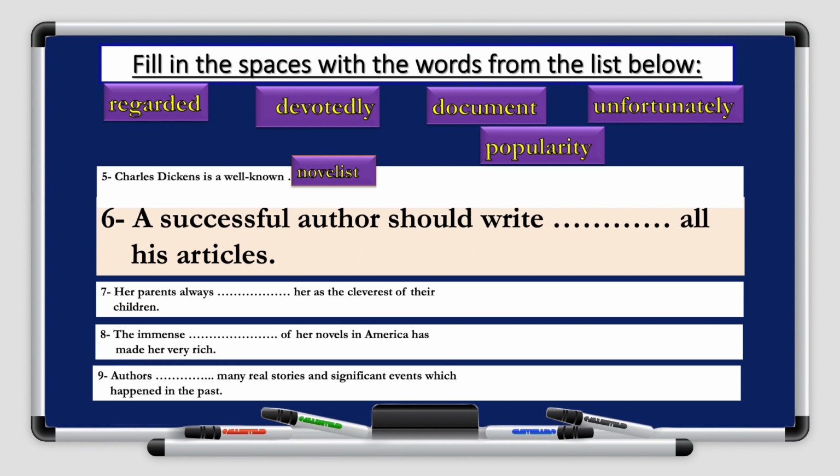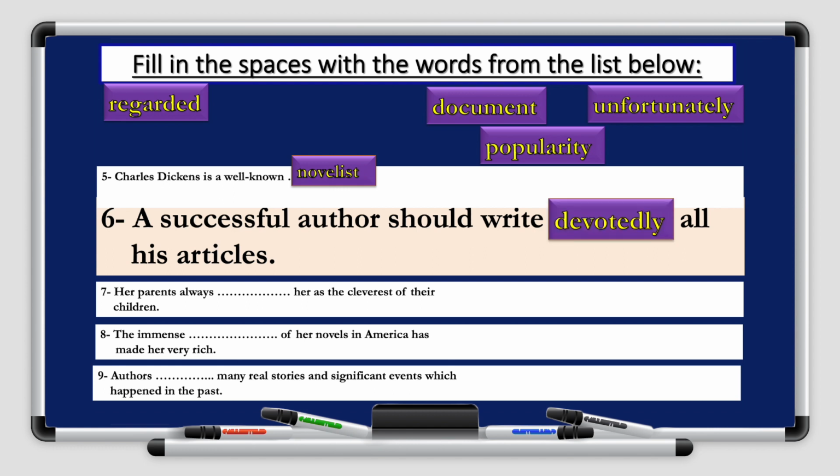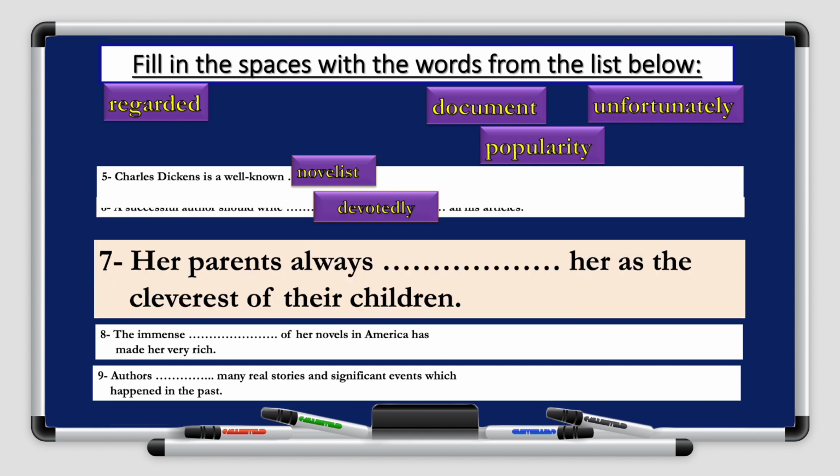You should write what? You should write devotedly all his articles. Number seven, her parents always her as the cleverest of their children. Her parents always, we have regarded, document, unfortunately, popularity. The answer from the remaining words is regarded.